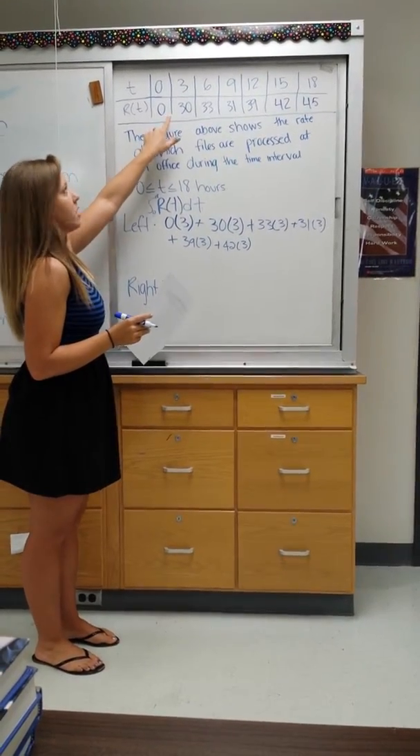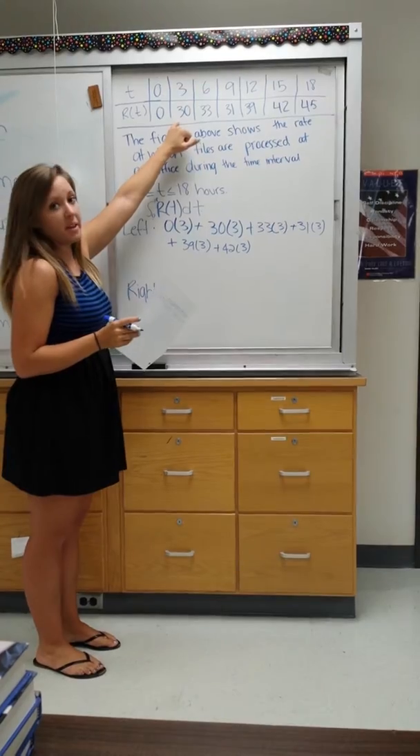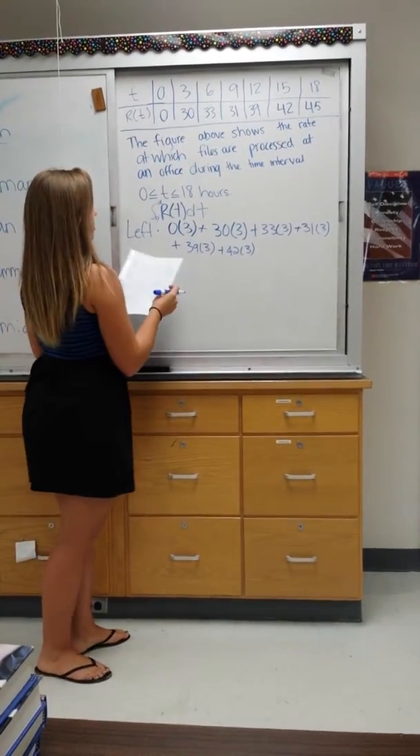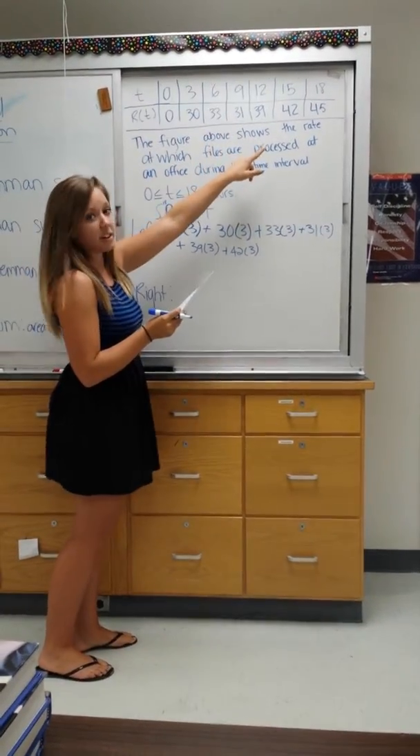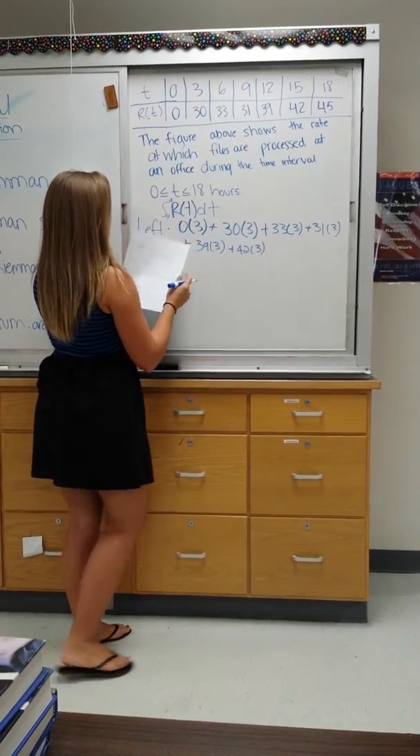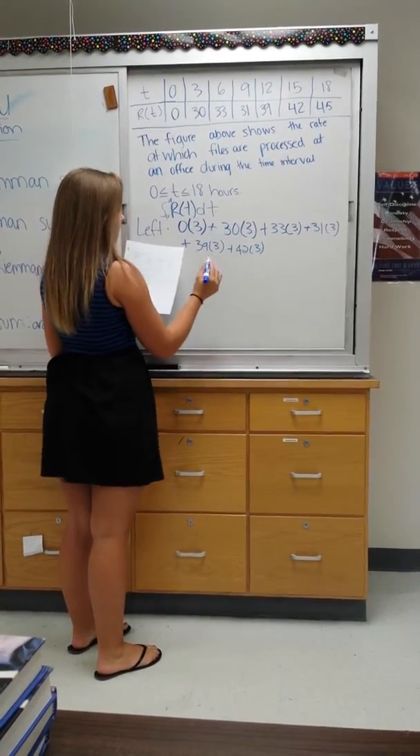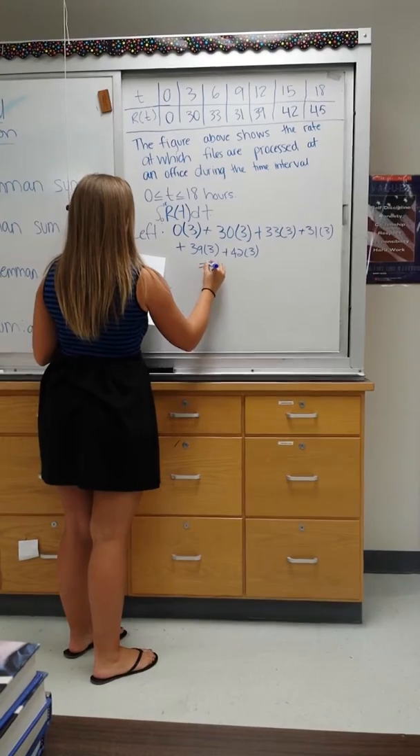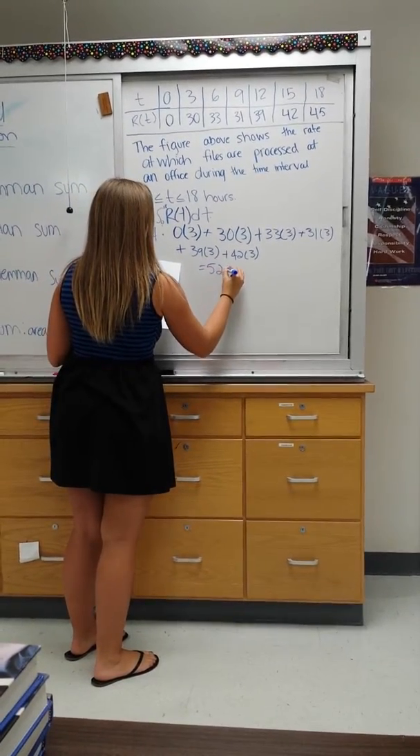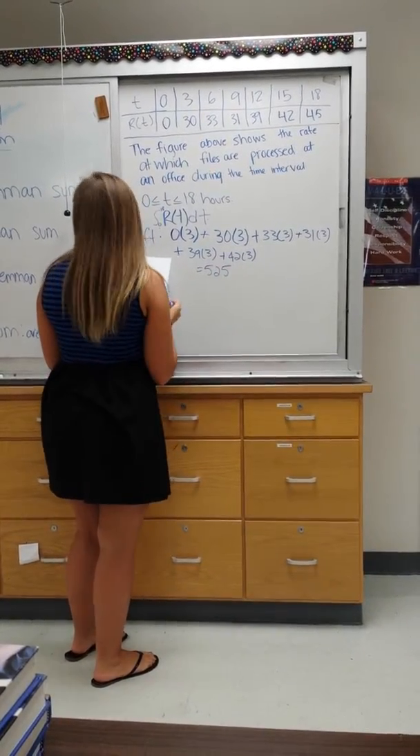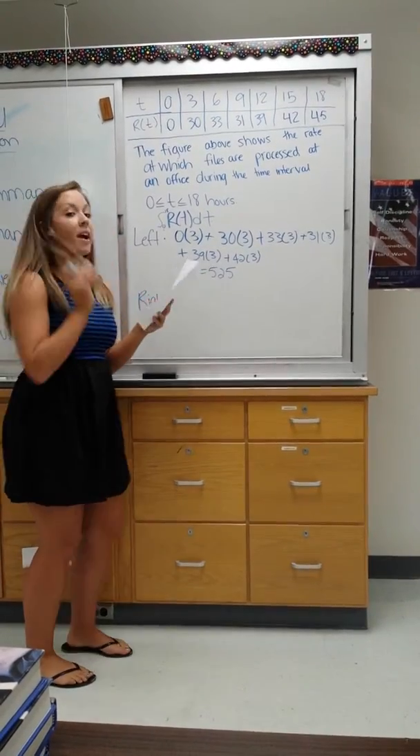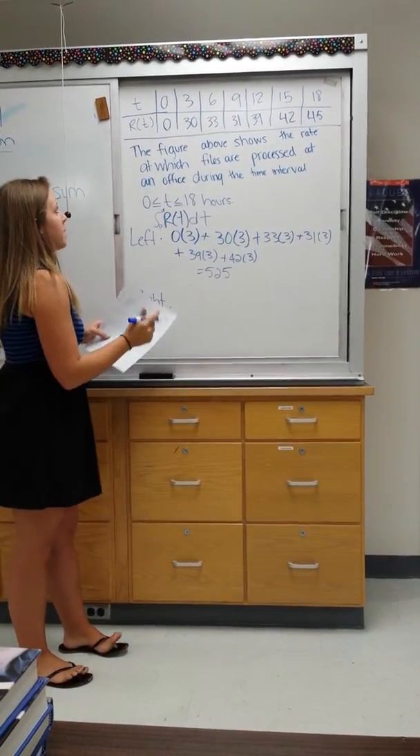For the right one, you're going to start with the 30 because it's the right one. You don't count the last one for the left one. So the answer for this, when you add all these up, you get 525 as your answer.